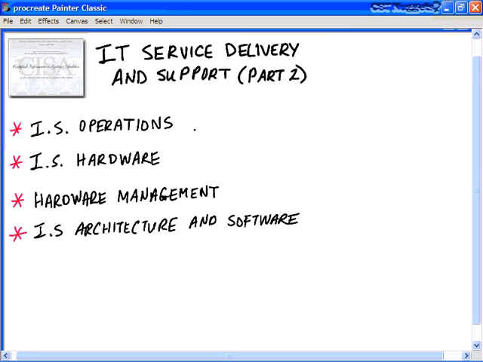In IT Service Delivery and Support Part 2, we looked at four key areas: information systems operations and information system hardware. We talked briefly about some of the built-in hardware management tools on your operating system, and then finally the big picture: information system hardware architecture and software management.